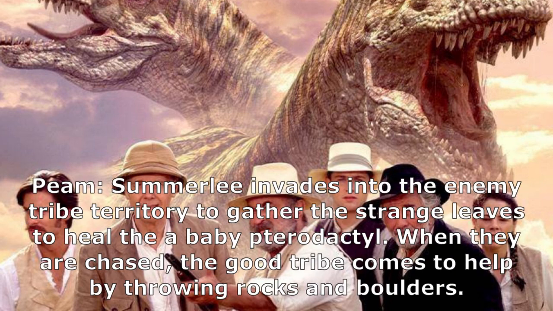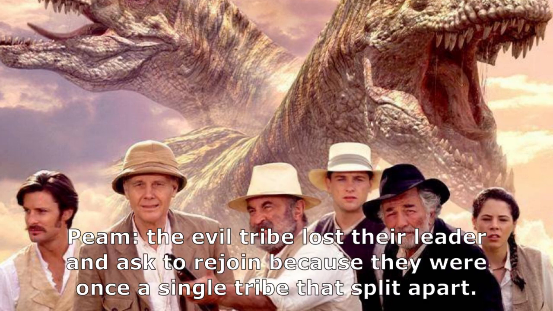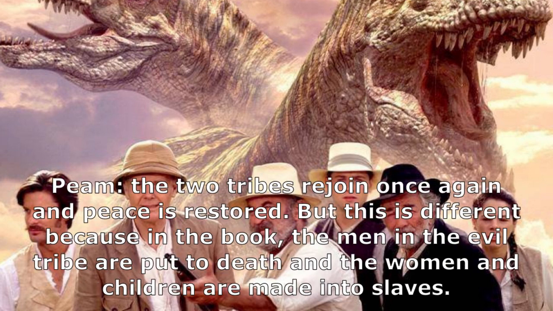Summerlee invades into the enemy tribe territory to gather strange leaves to heal a baby pterodactyl. When they are chased, the good tribe comes to help by throwing rocks and boulders. The evil tribe loses their leader and asks to rejoin because they were once a single tribe that split apart. The two tribes rejoin once again and peace is restored.